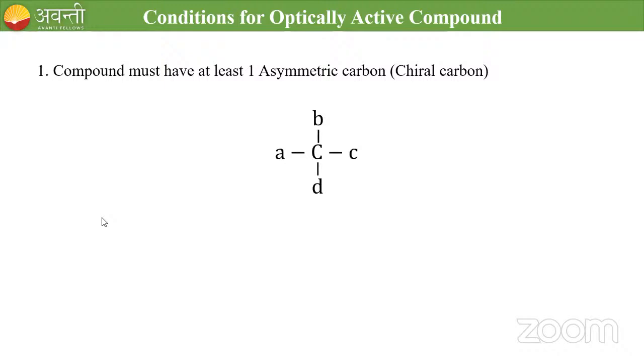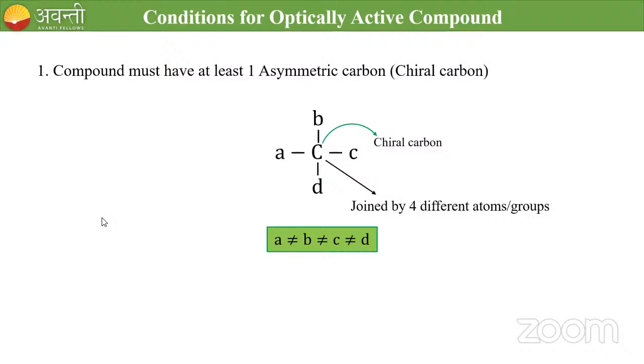So here the central carbon is a chiral carbon. Why? Because it is attached with four different atoms or groups: A, B, C, D. Right? So this carbon is joined by four different atoms or groups, and all the four are different. A is not equal to B is not equal to C is not equal to D. So this carbon is a chiral carbon. If a compound is having a chiral carbon, then that compound will be optically active. Clear?